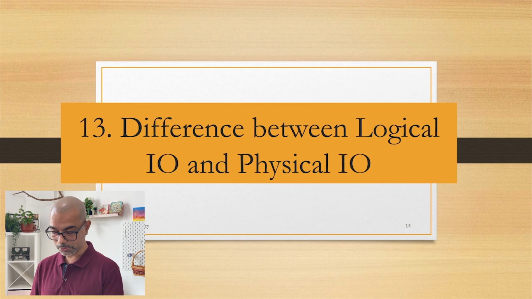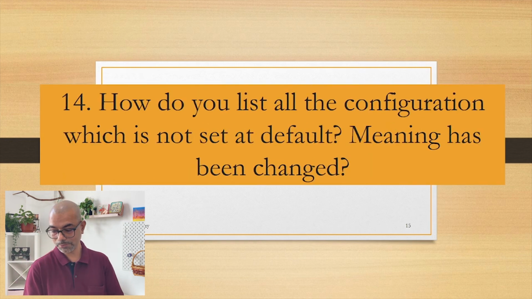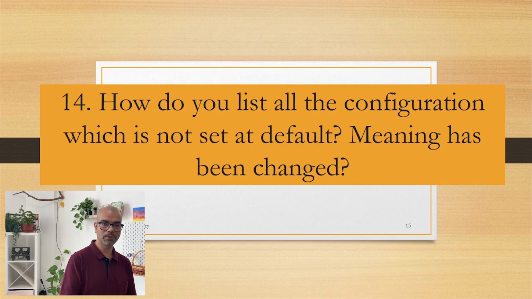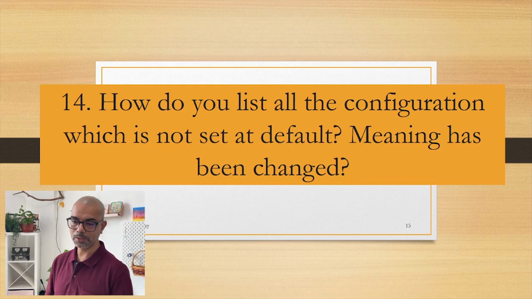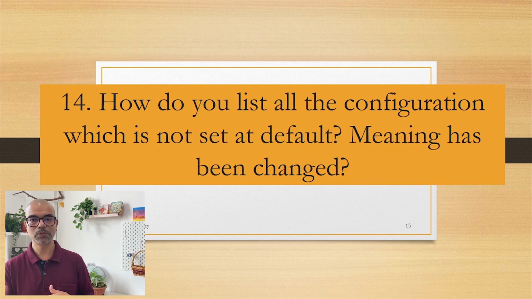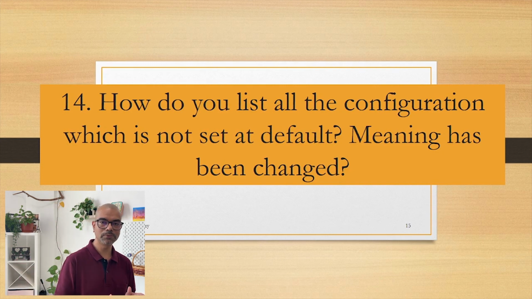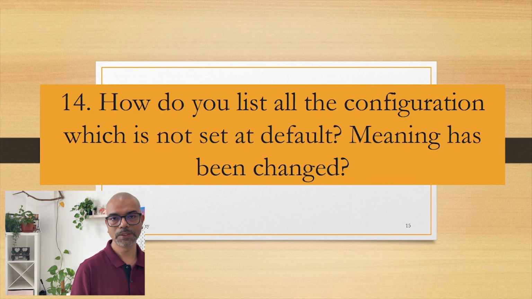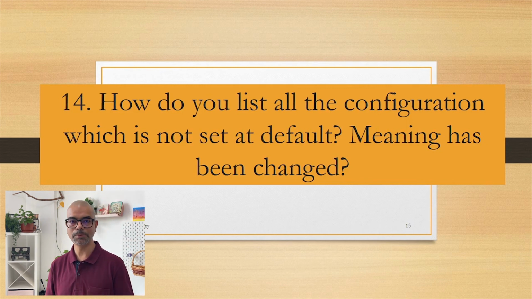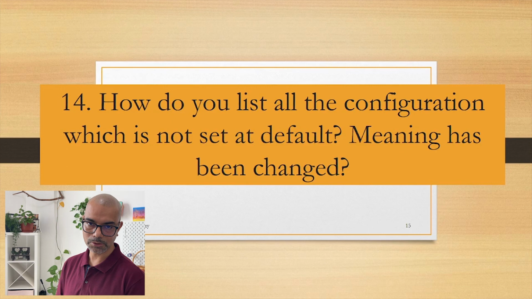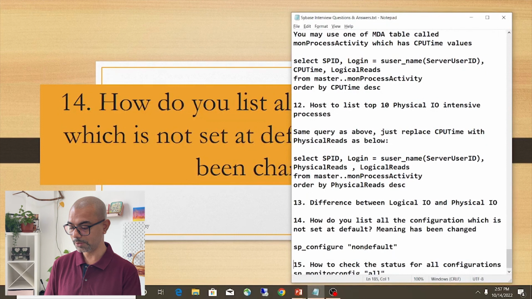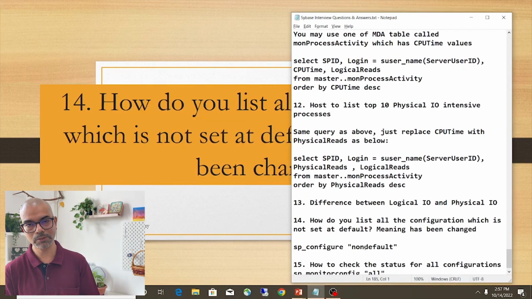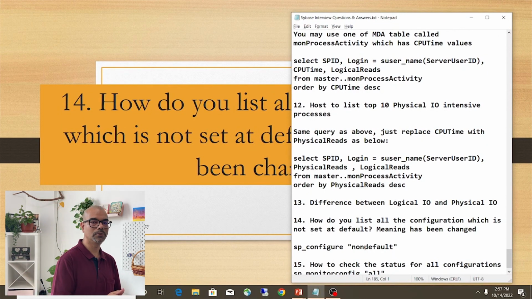Okay, next question: how do you list all the configurations which are not set at their default value, which means they have been changed? Suppose you have joined an organization and you want to see this, because you cannot just go and change everything. You have to see what has already been changed. Then you have to find out which ones are optimum and which are not, and whether you need to touch all of them or only some. This is straightforward: you can run sp_configure with non-default. This will list everything which is not set at its default value.